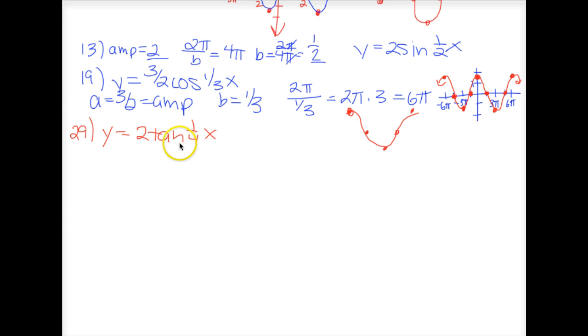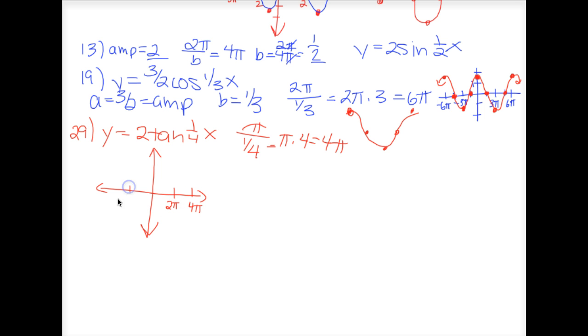Now, when we are labeling our actual period, we only need this. And remember that for tangent, it's pi divided by b, not 2 pi divided by b. So if I do pi divided by 1/4, that's pi times 4/1, which is 4 pi. So when I go to draw my tangent graph here, remember tangent graphs, you only need 2 marks on each side. So this is 4 pi. That means this one is 2 pi. On the other side, negative 2 pi and negative 4 pi.